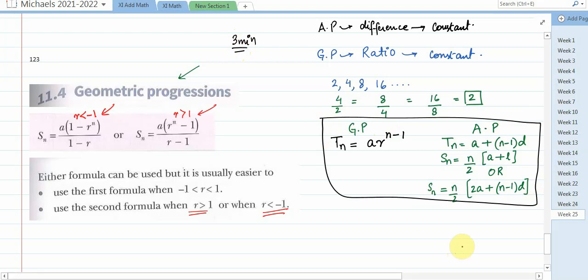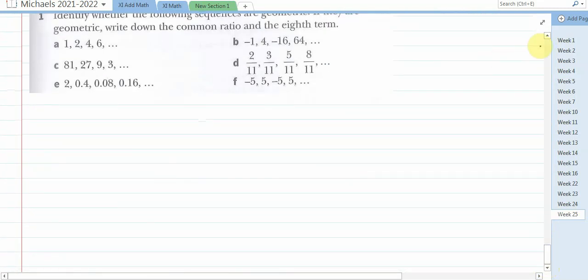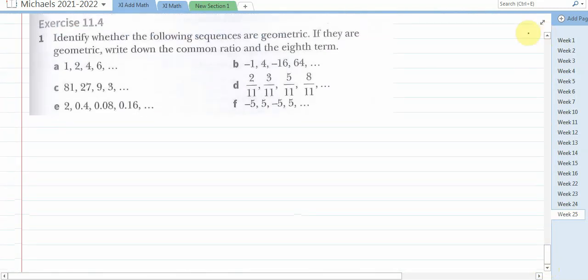Alright, once you have noted down everything on your screen, you need to start the exercise questions. It's 11.4, and question number 1. Make sure that you have the working formulas in front of you. Identify whether the following sequences are geometric. If they are geometric, write down the common ratio and the 8th term. So firstly, we need to determine whether the sequence is geometric or not.